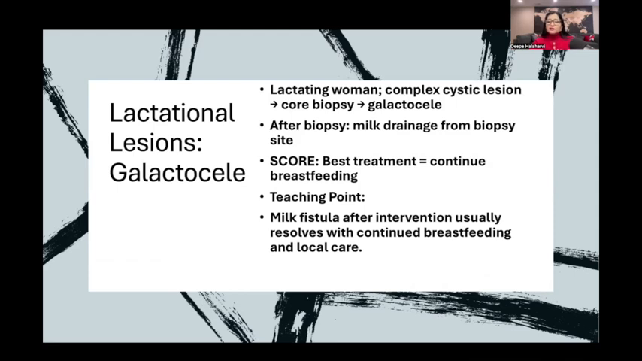The whole thing about milk fistula was a big thing when I was a fellow. We talked a lot about it. Don't biopsy these pregnant women anymore. That is sort of debunked. It's okay to get a biopsy. The milk fistulas typically close, and you want to continue breastfeeding and continue any local care.